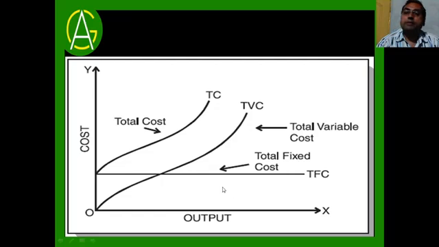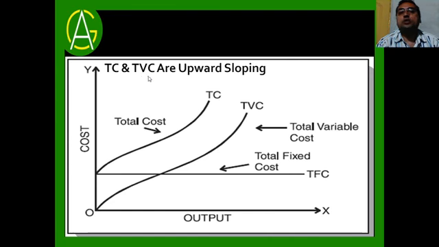Now we have to remember the shape and slope of these two curves. Here it is mentioned that the total cost curve and the total variable cost curve are upward sloping. Why are they upward sloping? Because as we increase the output, the total variable cost and total cost will go on increasing. If we decrease the output, they will decrease. It means that there is a positive relationship between output and these two costs. So when there is a positive relationship, the curve will always be upward sloping.